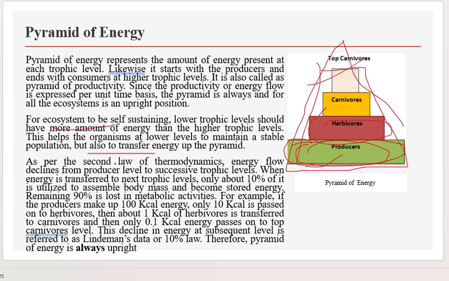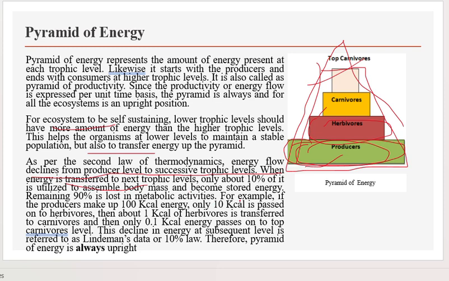As per the second law of thermodynamics, what is the second law of thermodynamics? That is the transfer of energy from one trophic level to another trophic level. Here, energy flow declines from producer level to successive trophic levels. When energy is transferred to the next trophic level, only 10% of the total energy is utilized by the next trophic level. Okay, and the remaining 90% is lost as heat and in metabolic activities.